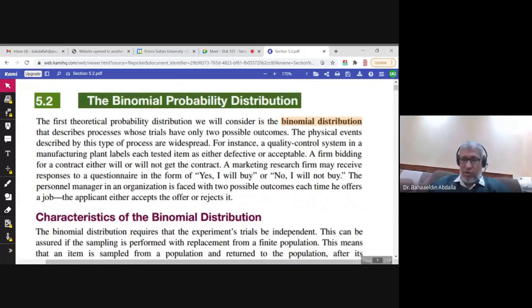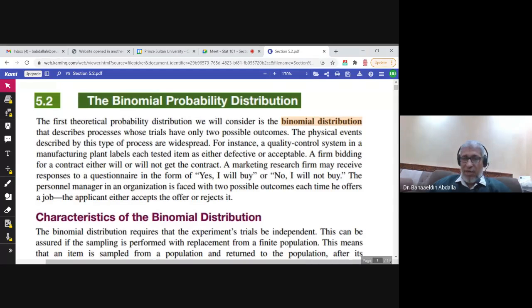This is the second section in chapter 5, and it is about the binomial probability distribution. This is the most famous example of discrete probability distributions. So the first theoretical probability distribution we will consider is the binomial distribution. It describes processes whose trials have only two possible outcomes.